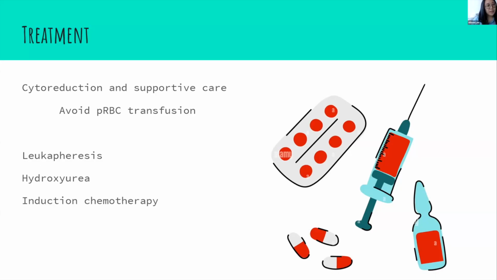And then finally, induction chemotherapy, which we'll be consulting our hem-onc colleagues for. The treatment for blast crisis is different. You want to give targeted chemotherapy with a tyrosine kinase inhibitor, induction chemo, and then maybe a bone marrow transplant. So those patients don't really benefit from leukapheresis, I think.